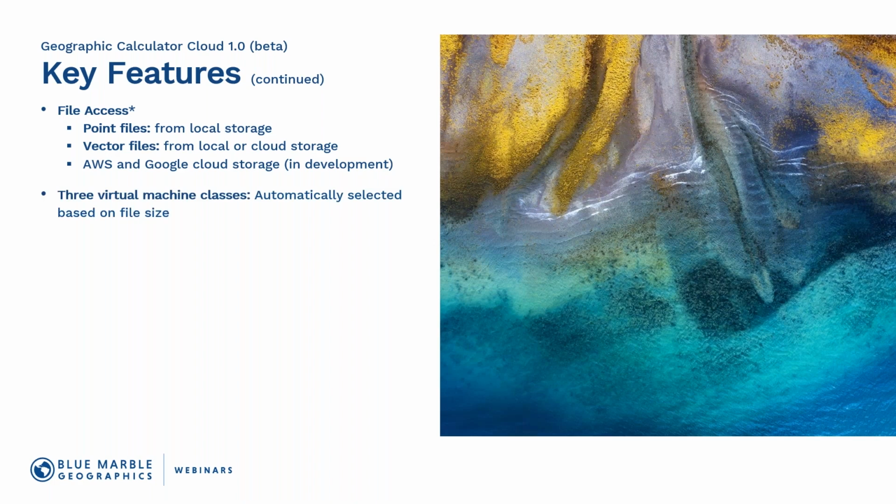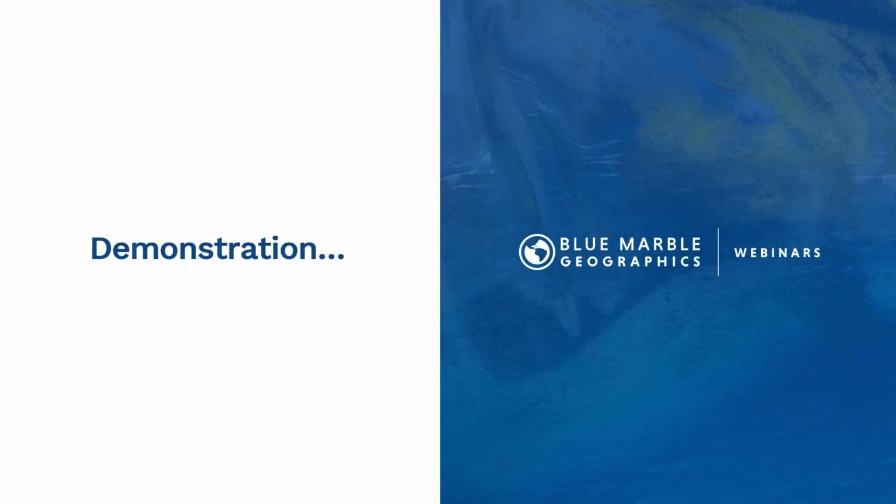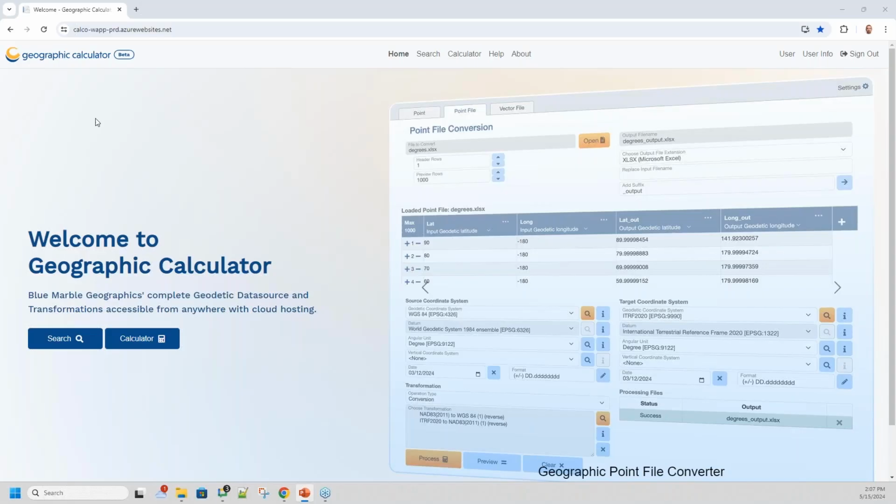Processing takes place on one of 3 virtual machine classes, and these are automatically selected based on the file size that you submit for processing. So now we're going to demonstrate a few of the features of this new application.